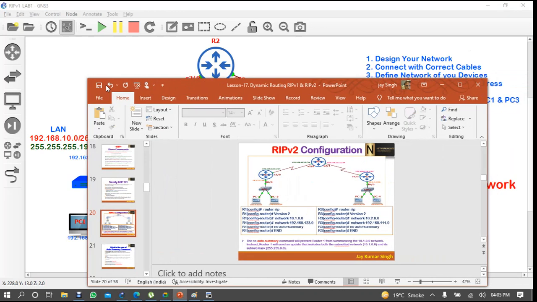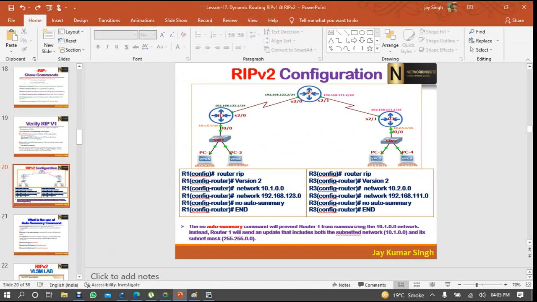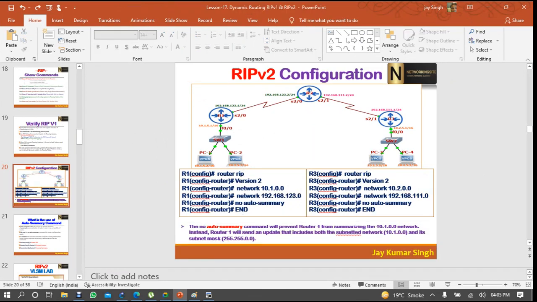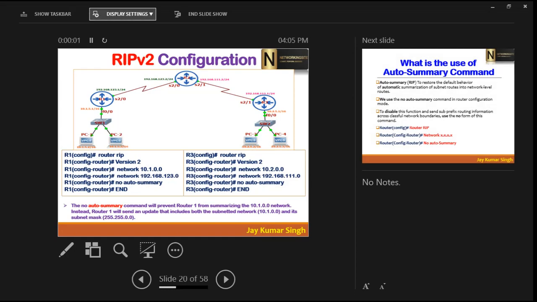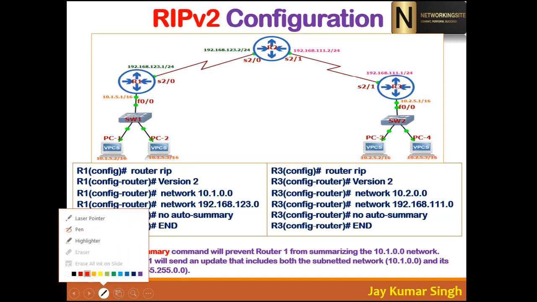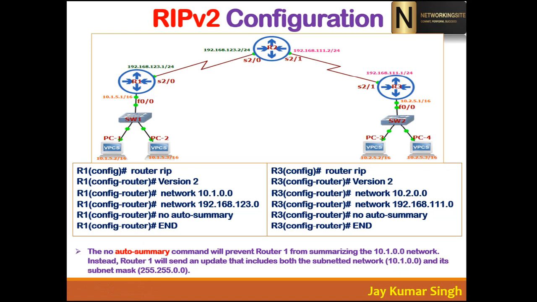That's why we use RIP version 2 for subnetted networks. If you check this lab, it is totally regarding subnetted networks. You can see 10/16, which means it is a subnetted one. This is also subnetted. So when we are talking about subnetted networks, at that time we have to use RIP version 2.